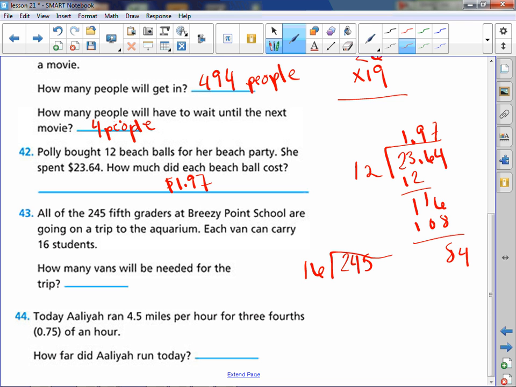Okay, welcome back. 245 divided by 16 leaves me with 15 and 31 hundredths. Well, if you think about this, can you have a remainder with people? Can you cut people in parts? No. So you have to bump your answer up and you're going to need 16 vans. Okay, we're going to stop here for today and I will see you in class tomorrow.